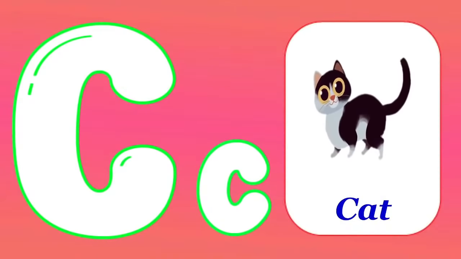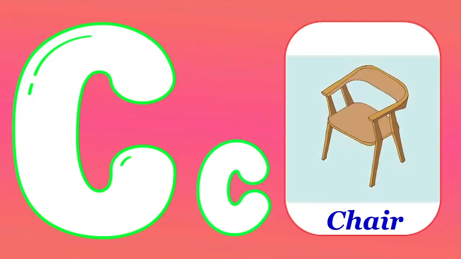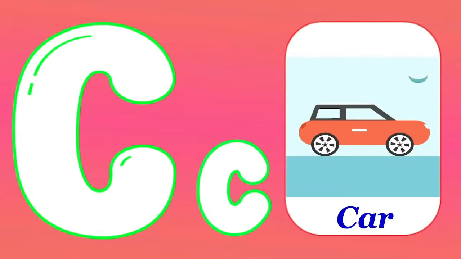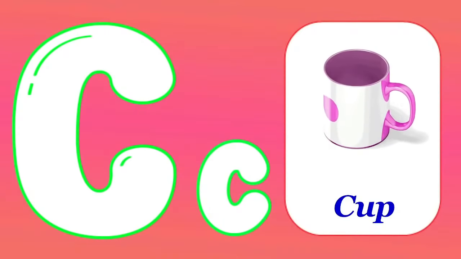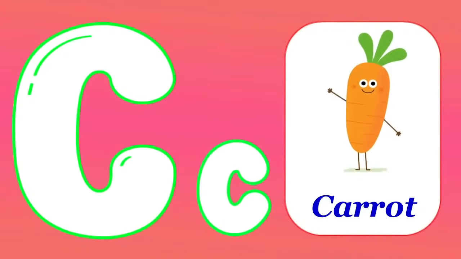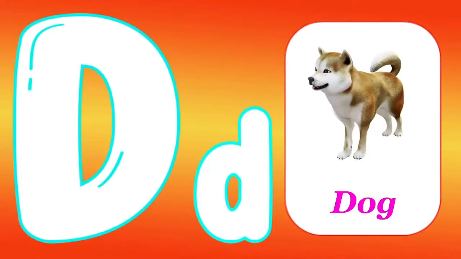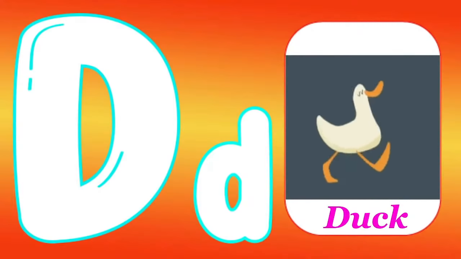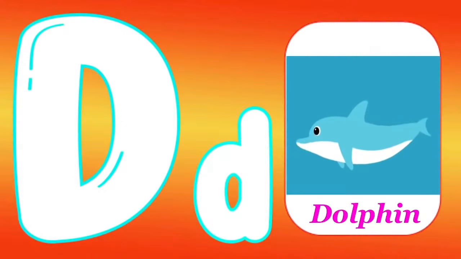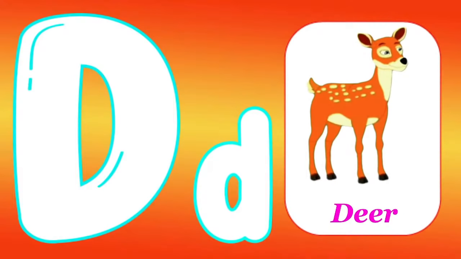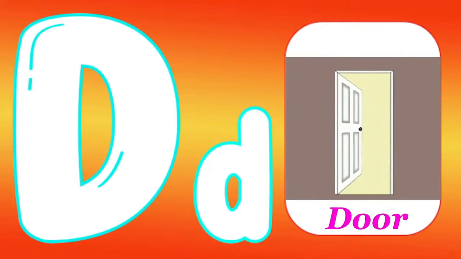C for cat. C for chair. C for car. C for cup. C for carrot. D for dog. D for duck. D for dolphin. D for deer. D for door.